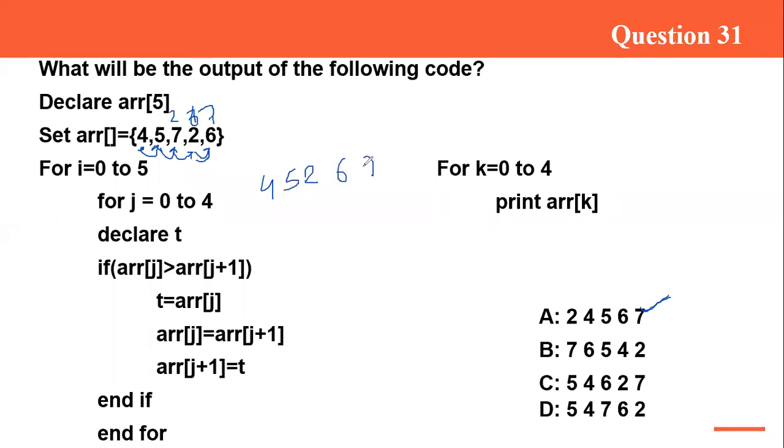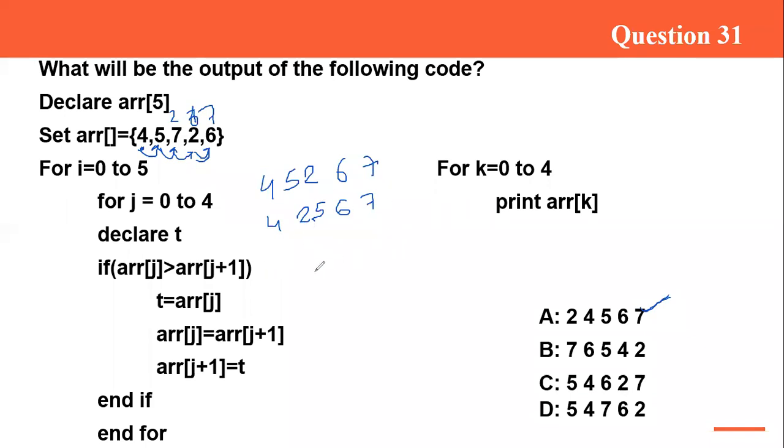Then after that we'll start the comparison again. 4 and 5 will be compared. 4 is smaller, don't change. 5 and 2 will be compared. 5 is greater, so we'll swap. So it will become 4, 2, 5, 6, 7. And then 5 will be compared with 6, no change. 5 will be compared with 7, doesn't affect. Like that it will compare.